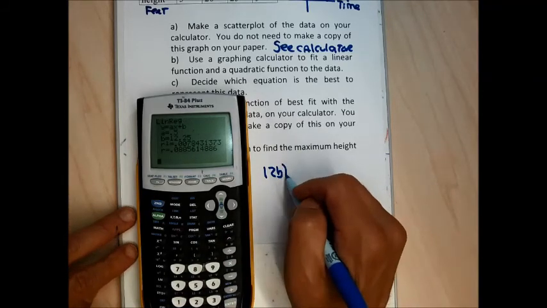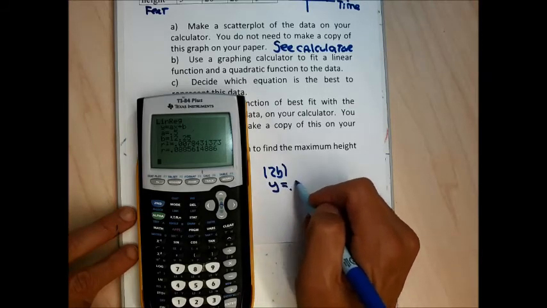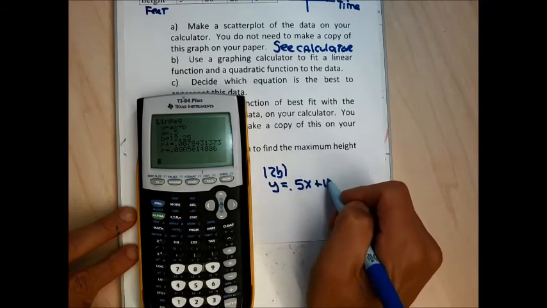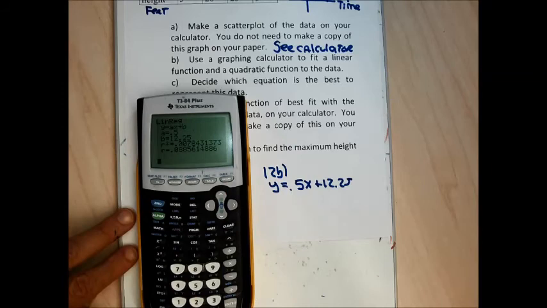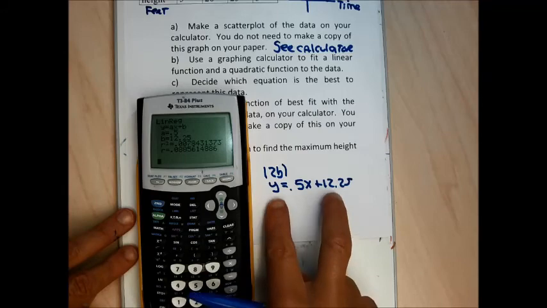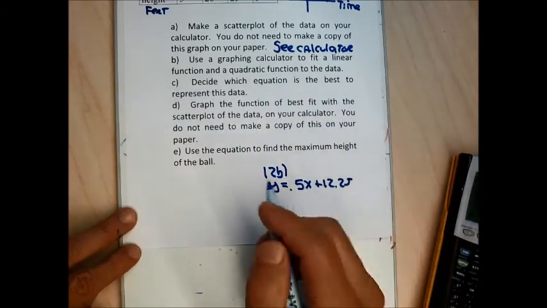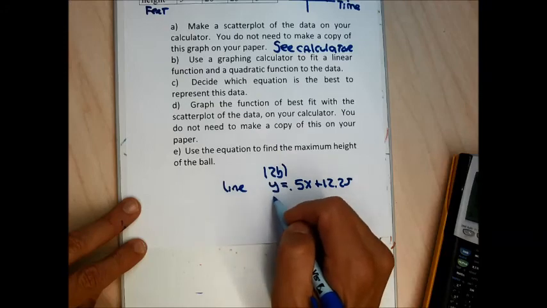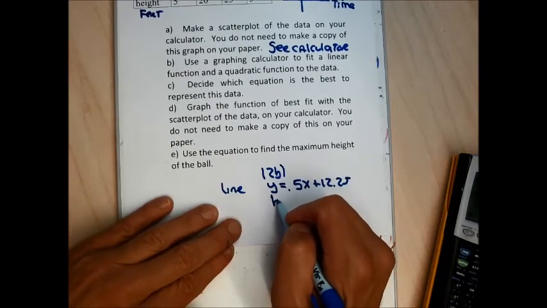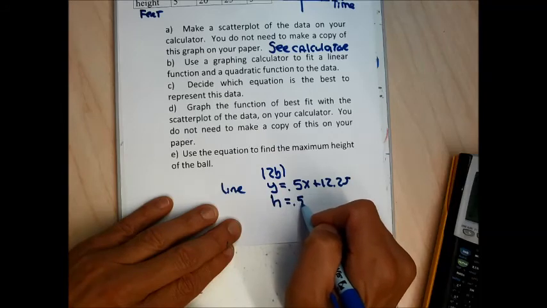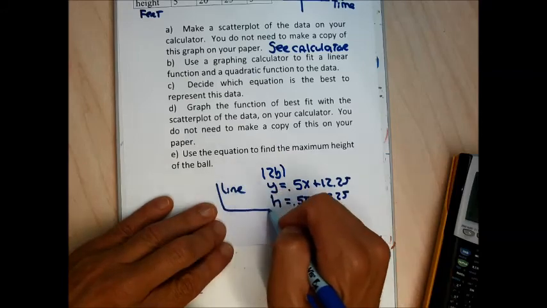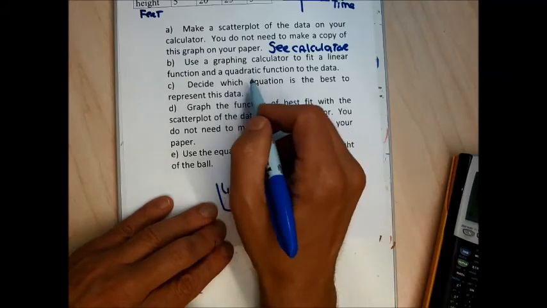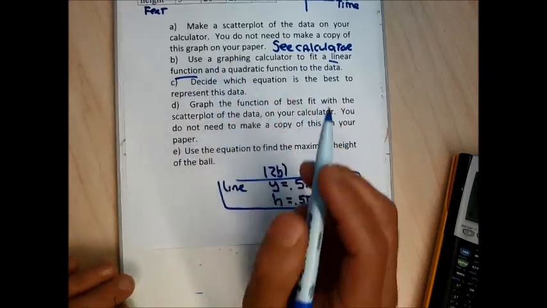And it tells me the equation of the line is y equals 0.5x plus 12.25. It says the r is 0.08. This is only good if the r is bigger than 0.8. It's way too small. This is an acceptable answer for the equation of my line to fit the data. And I would probably change the y to an h because the y is the height, and I'd probably change the x to a t because the t stands for time. So both of these would be okay for my answer to part 12b for the linear function, or the equation of the line, to fit the data.